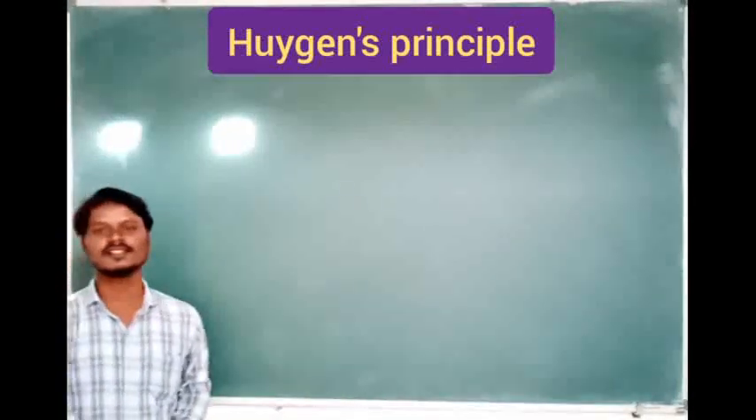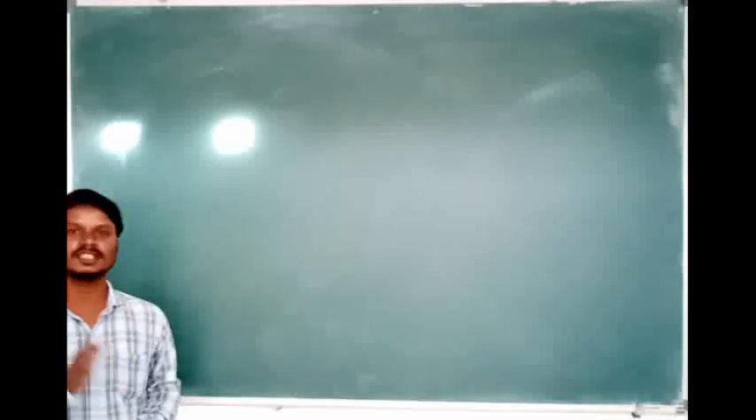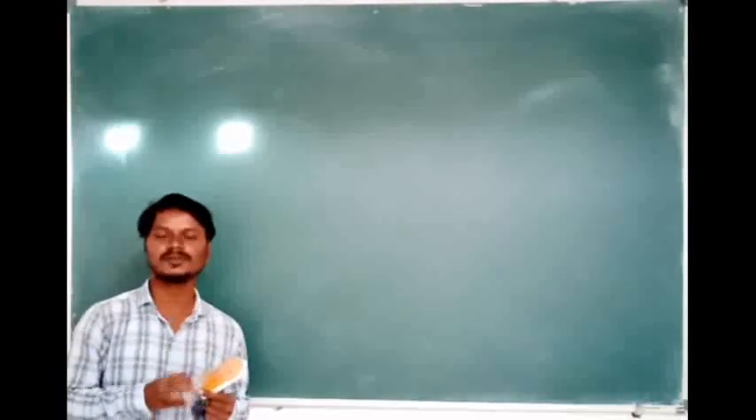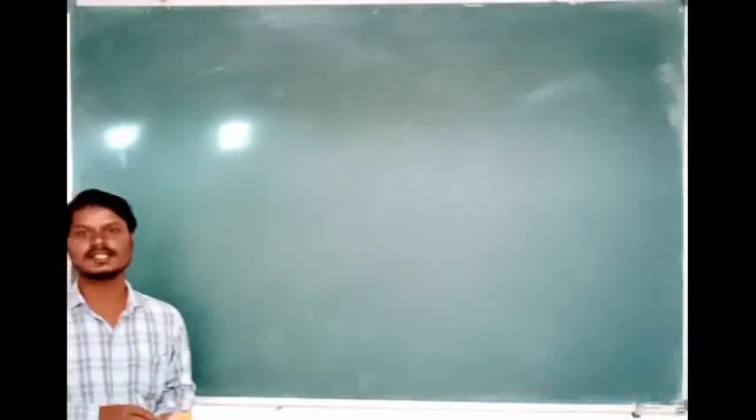Good morning, students. In the previous class, we discussed what wavefronts are and what the shapes of wavefronts are. What are the types of wavefronts? There are three types: spherical wavefront, cylindrical wavefront, and plane wavefront. Now we are going to discuss the rays of light.